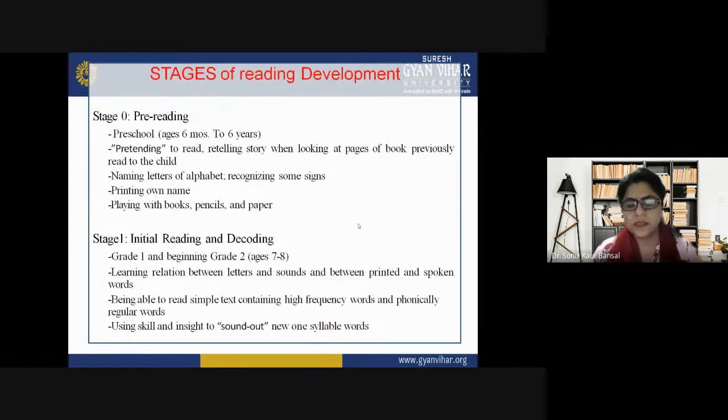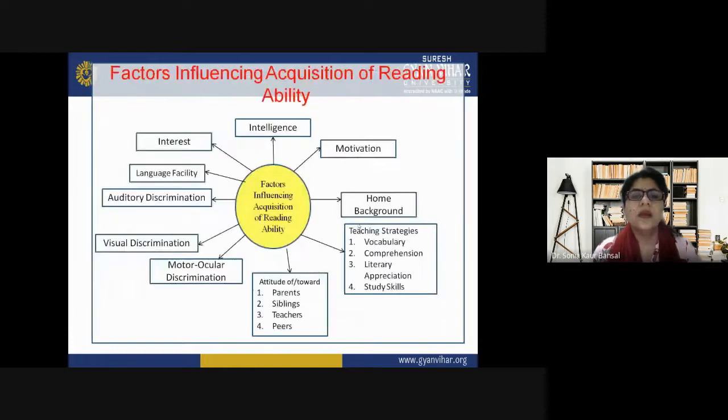Now next is home background. Yes, it is an important factor that home background also plays an important role in reading skills. What type of environment do you have at home? Is anyone at home encouraging reading habits, or is the child reading something of his own will? So this matters a lot.